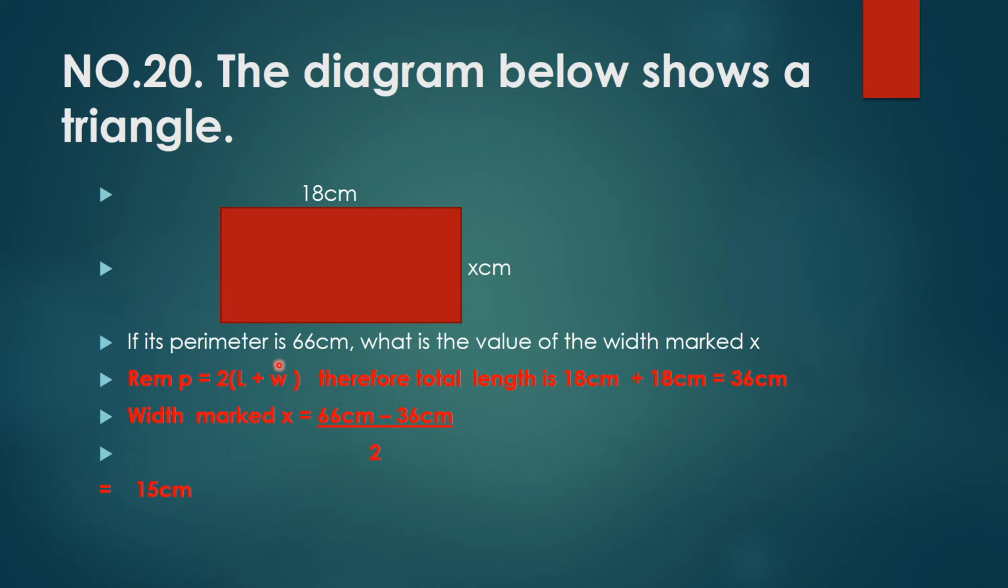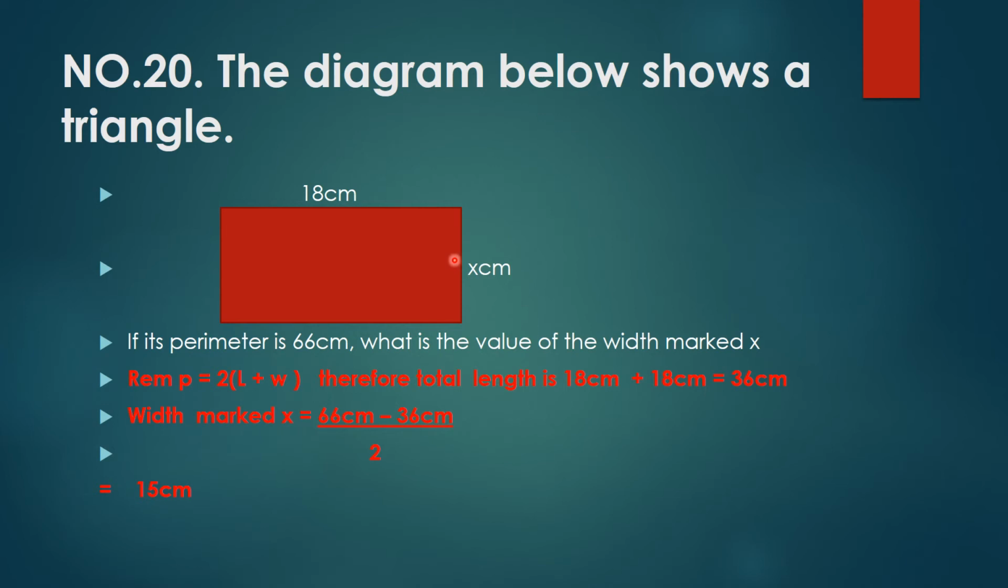If its perimeter is 66, so the perimeter of this figure, whose length is 18, the width we don't know, is 66 centimeters. What is the value of the width marked x? So we want to find the width. So back to our formula, perimeter is equal to 2 into bracket length plus width. Therefore, total length. So if this one is 18, also come and write here 18, and 18 plus 18 is 36. So the total length, because there are 2, is 36 centimeters.